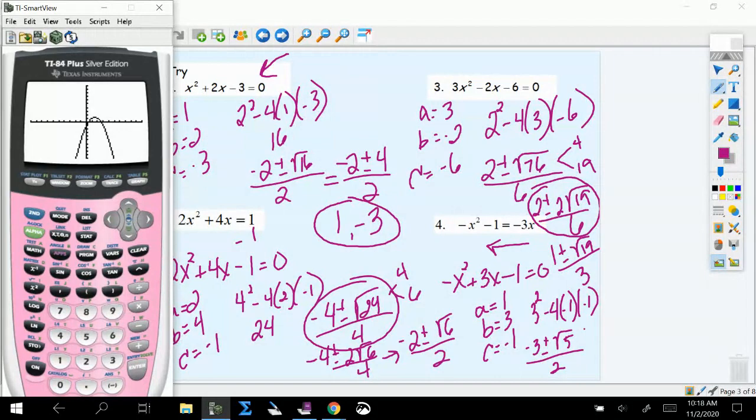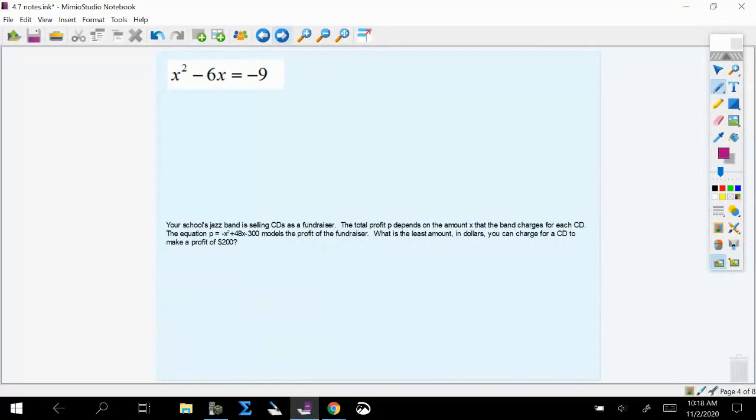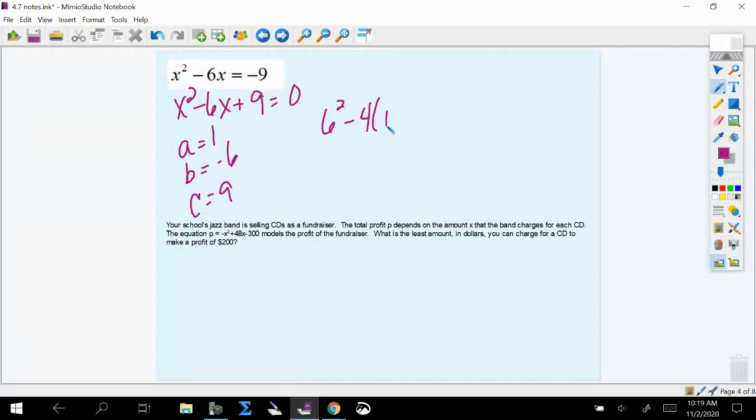We'll do one more just to show you one special thing that could happen. So with this one, we've got x squared minus 6x plus 9. So a is 1, b is -6, c is 9. So b squared, so 6 squared minus 4 times 1 times 9. You're actually going to get a discriminant of 0. And we talked about this. When you have a discriminant of 0, you will only get one answer.